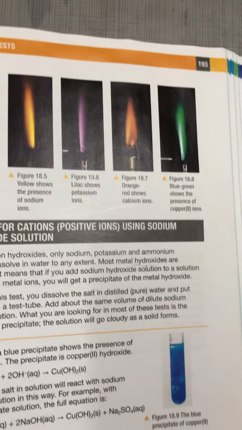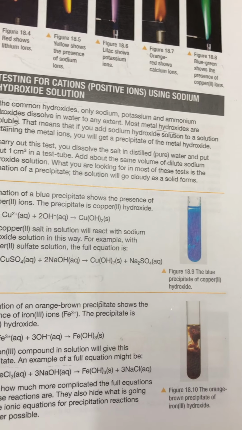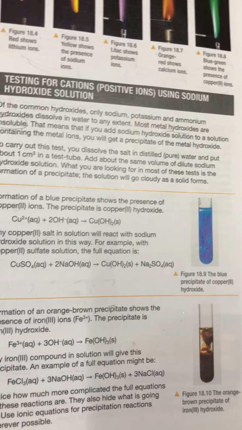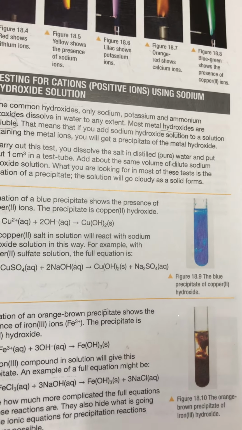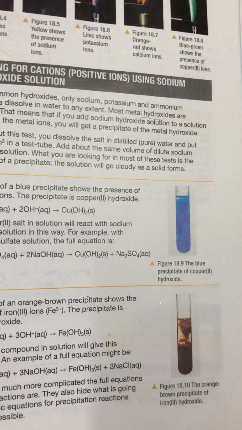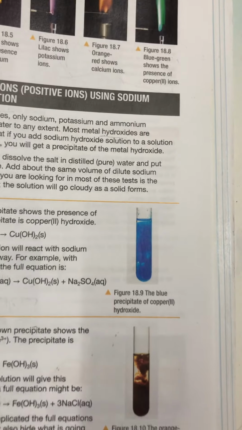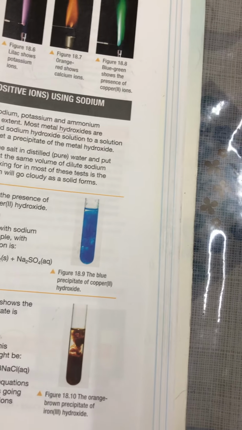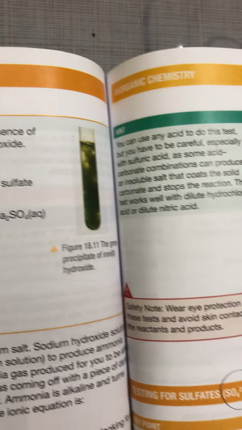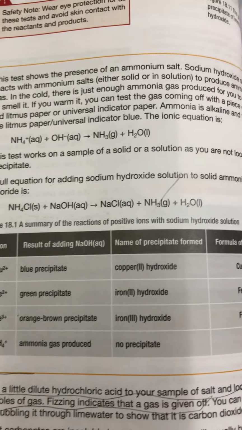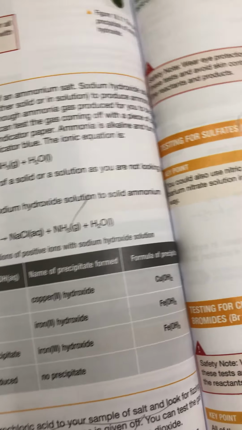or by adding sodium hydroxide, because as you know, most of the hydroxide salts are insoluble, so a precipitate is formed. According to its color, we can detect whether it is copper, iron 3 or iron 2. And I said this table on page 194 is an important table.